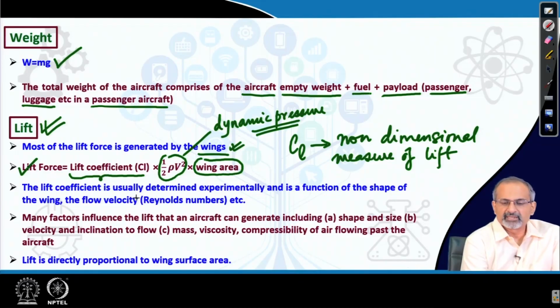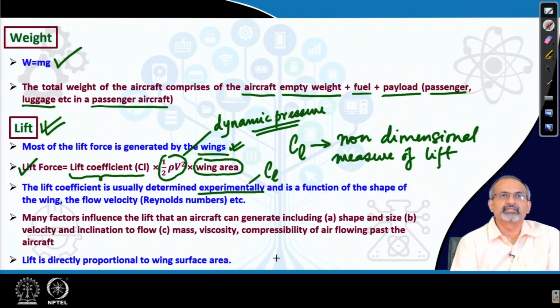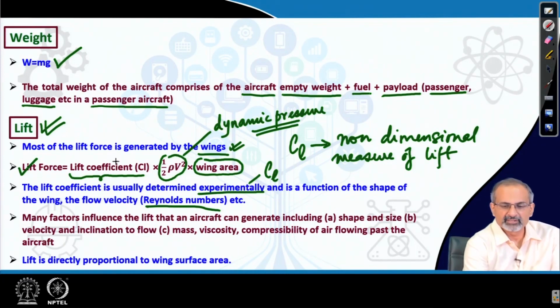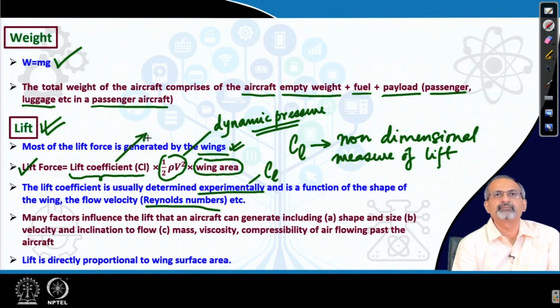The lift coefficient is usually determined experimentally. So, this is the CL we are talking about, and it is a function of the shape of the wing, the flow velocity, or more appropriately the Reynolds number, and other factors. So, it has complex dependencies, which are not very explicit here when we just mention it as a coefficient, and therefore, it is best determined through experiments.